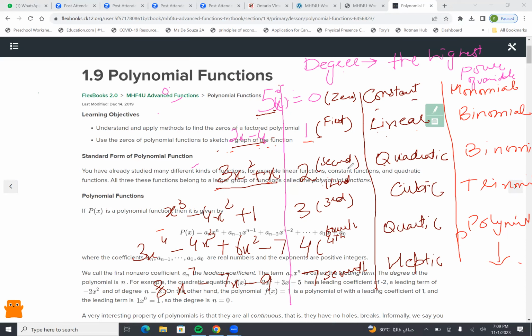Okay. Now I'm going to erase the board. Are you getting my point now for polynomial? Yes, I am. Okay.